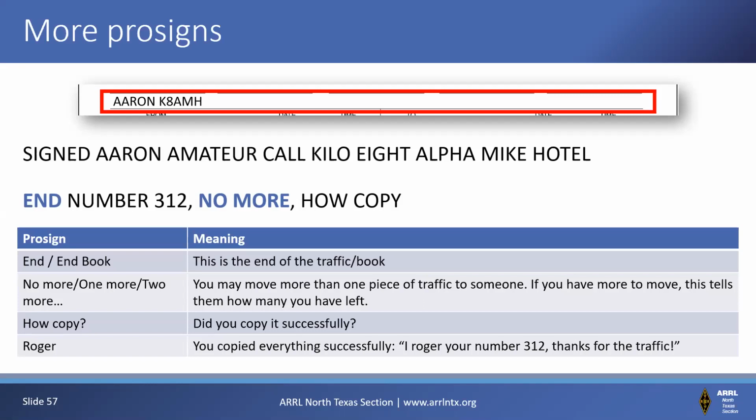So if you're like, I have 3 that are going to Michigan, then I would read the first one. I would say end number, whatever that was, 2 more, how copy this one. And then the other station knows we still have some more to go. How copy, so did you copy it successfully? And then, Roger, I Roger your number 312, good copy on 312, something like that is how you'd know the other station has everything successfully.